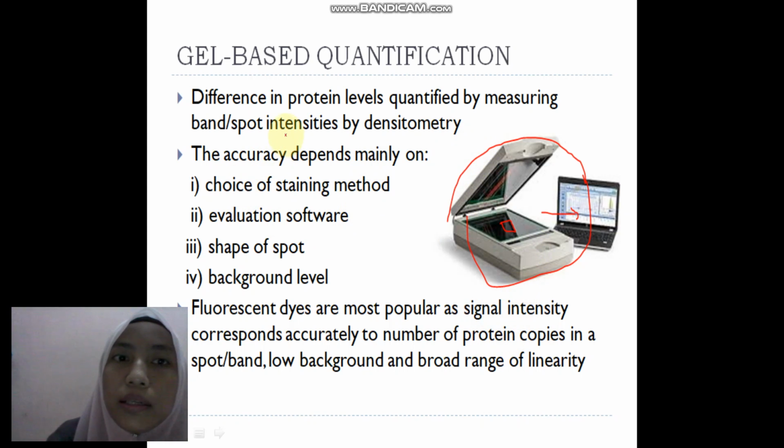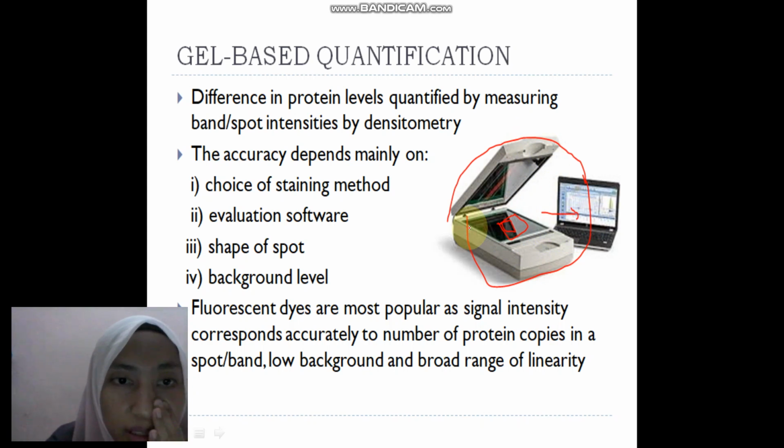The difference in protein levels is quantified by measuring band spots or intensities. We use a densitometer. You basically put your gel in here. Let's say you cover your gel with a saran wrap, or the plastic that you use in the kitchen. You cover it and put it right here, and you close the lid, and the software will help to read it out for you.